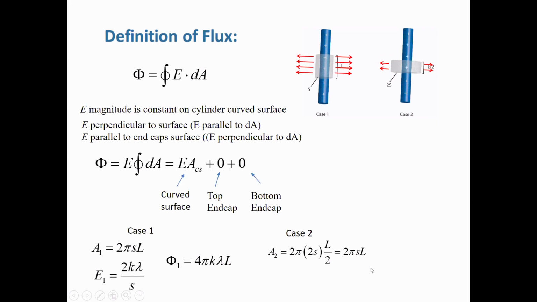And if you were to now calculate the electric field from the line charge, we're at a distance 2s away. And so you can see the electric field is less. Consequently, our flux is less by a factor of 2. So you can see that the flux for case 1 is twice that for case 2.